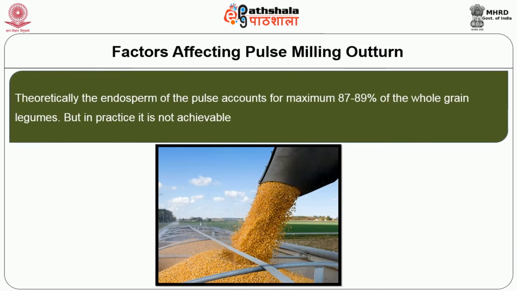Theoretically, the endosperm of the pulse accounts for a maximum of 87% to 89% of the whole grain legume, but in practice it is not achievable. Some of the important factors responsible for lower recovery of dal are given below.